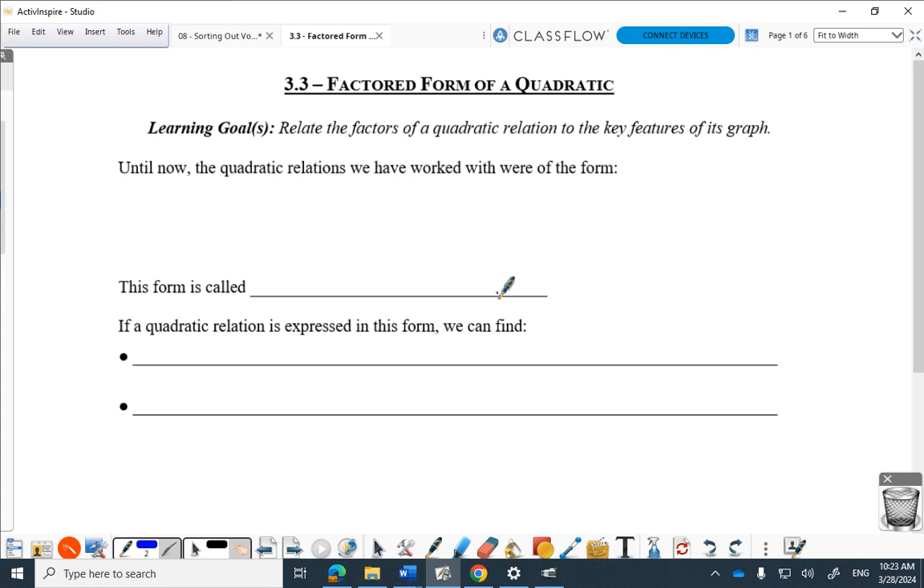Okay, until now, the quadratic relations we have worked with were of the form, okay, I'll write the fancy form. Get ready. Fancy form is y equals ax squared plus bx plus c. And the reason I say fancy form is the a's and the b's and the c's, when you're first learning this, can mess you up. Like, what is going on? A, B, C. The A's, B's, and C's can mess you up.